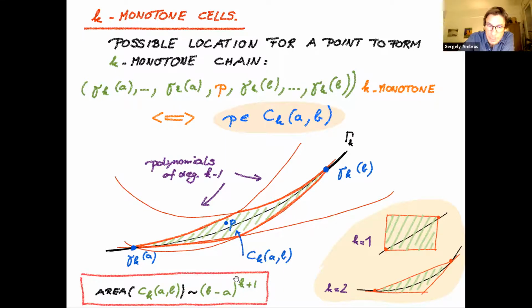And actually, this is the reason why this expectation is going to be of the order of magnitude n to the 1 over k plus 1. So this is really a beautiful phenomenon that such a simple formula is obtained for the area of these cells. And this is what makes the whole approach work. All right, so these cells will be denoted by CKAB. So it means that it's a cell between endpoints gamma KA and gamma KB. So remember that these were just the points A to the K, and B to the K.